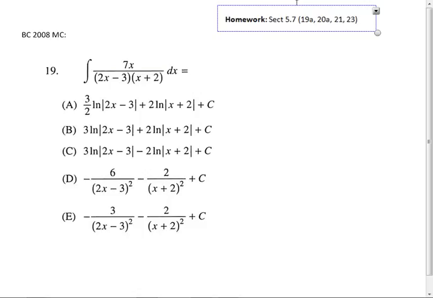Check the homework assignment. It's the 2008 multiple choice exam. It's probably 19. I'm pretty sure you'll have one of these. It'll be pretty comparable.